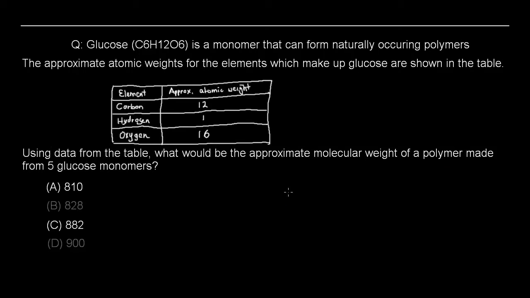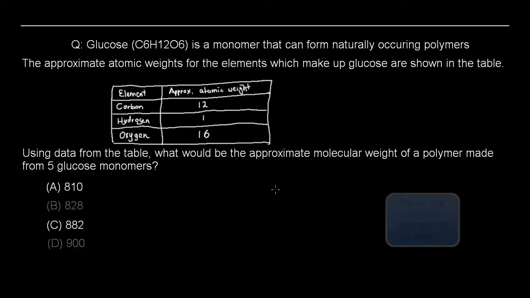And the OH groups here will join to form that condensation polymer. The next one, I'll read it again. Glucose, C6H12O6, is a monomer that can form naturally occurring polymers. Approximate atomic weights for the elements which make up glucose are shown in the table. Element, carbon, atomic weight of 12, hydrogen, atomic weight of 1, oxygen, atomic weight of 16. Using data from the table, what will be the approximate molecular weight of a polymer made from 5 glucose monomers? So again, 5 seconds, and then attempt it yourself, and I'll go over the answer.